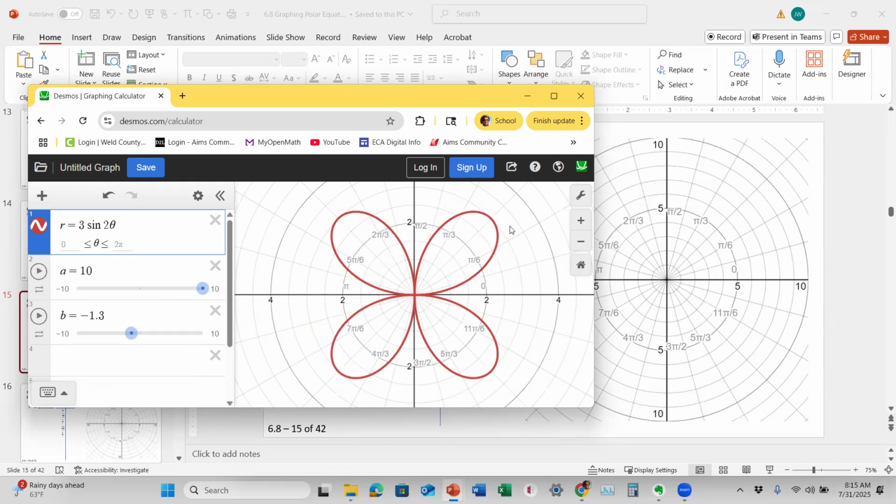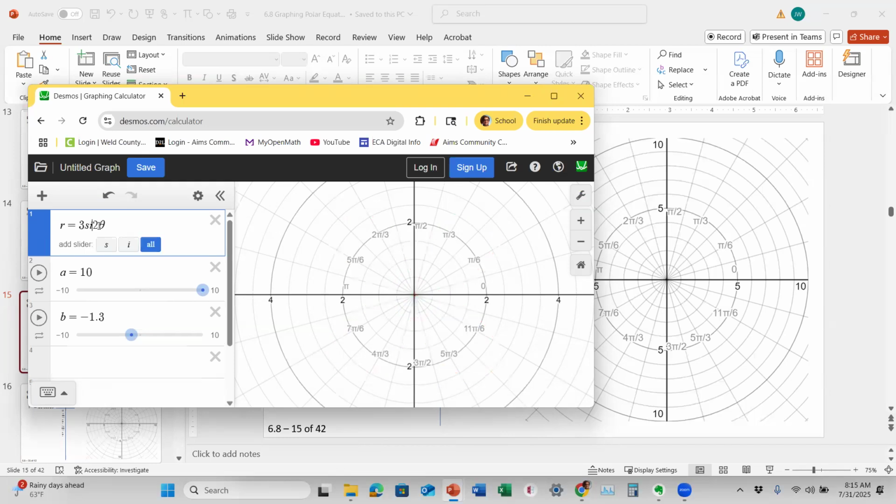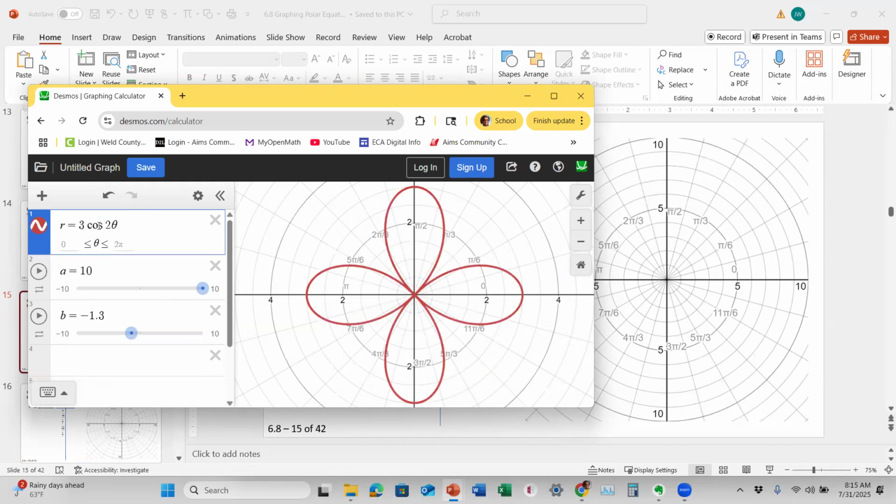What do you think that looks like for cosine? Yeah. Also a four-leaf clover, just offset just a little bit, just spun a little bit.